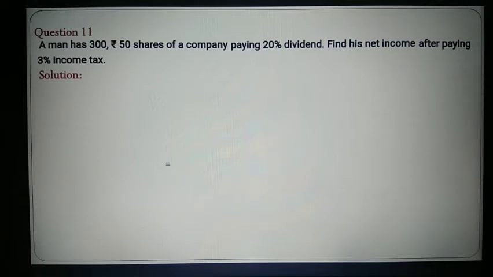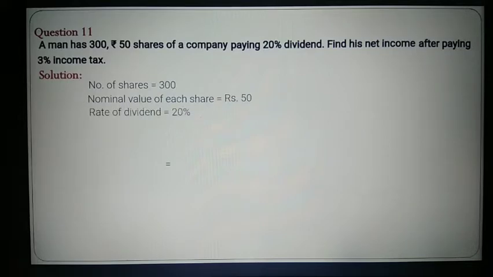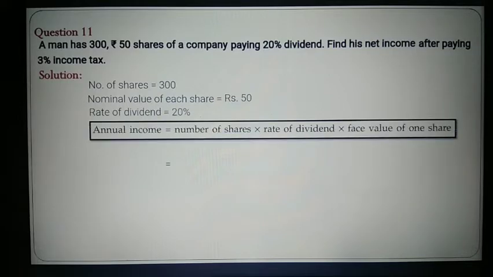Now finding annual income we have already seen in an earlier video, right? But still we'll see the same thing happening again. So we have been given the number of shares, and what is given? Nominal value, that is NV, is given to be rupees 50, and what is given? Rate of dividend, right? And we know that the annual income is given by this formula. So what is the number of shares?